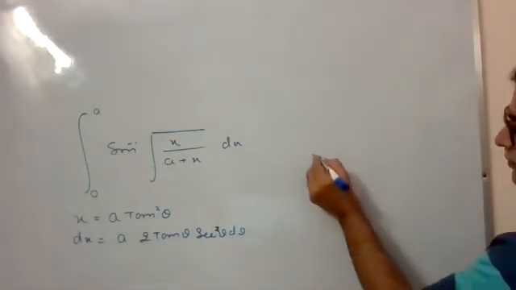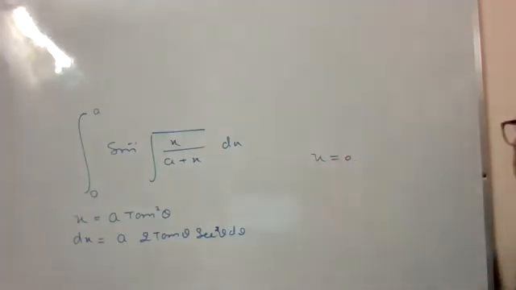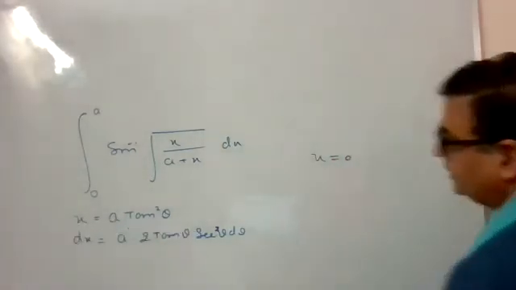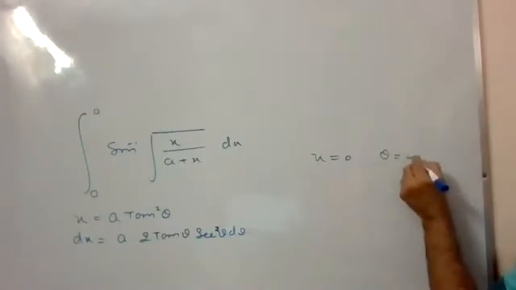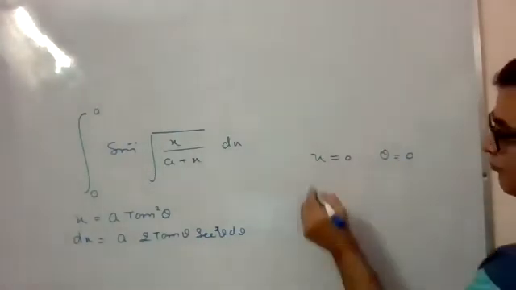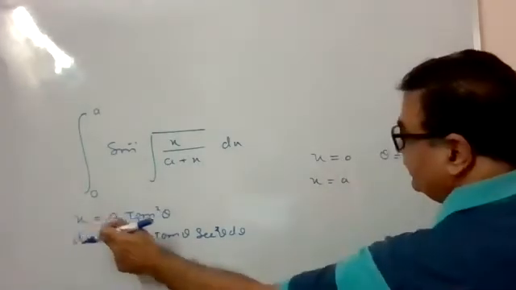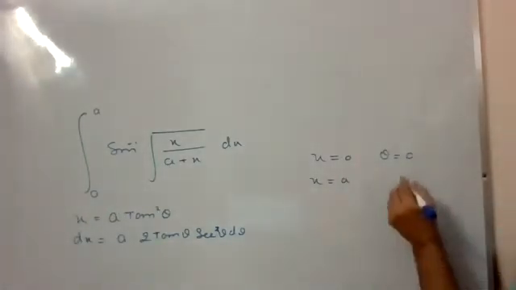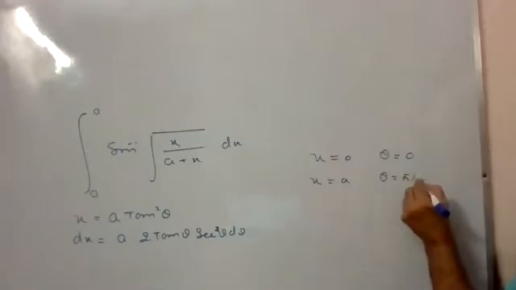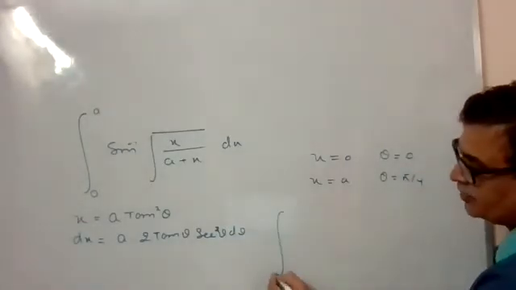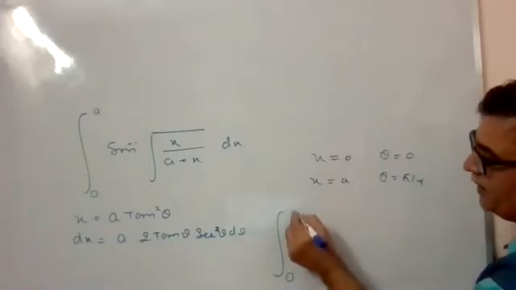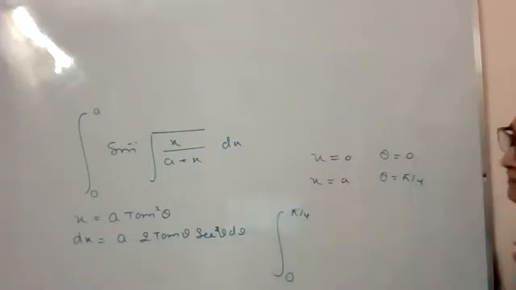When you go for the limits, when x is 0, tan theta is 0, which means theta is 0. When x is a, the a cancels out, so tan theta is 1, and theta comes out to be pi by 4. Then I'll write this question as integral from 0 to pi by 4.